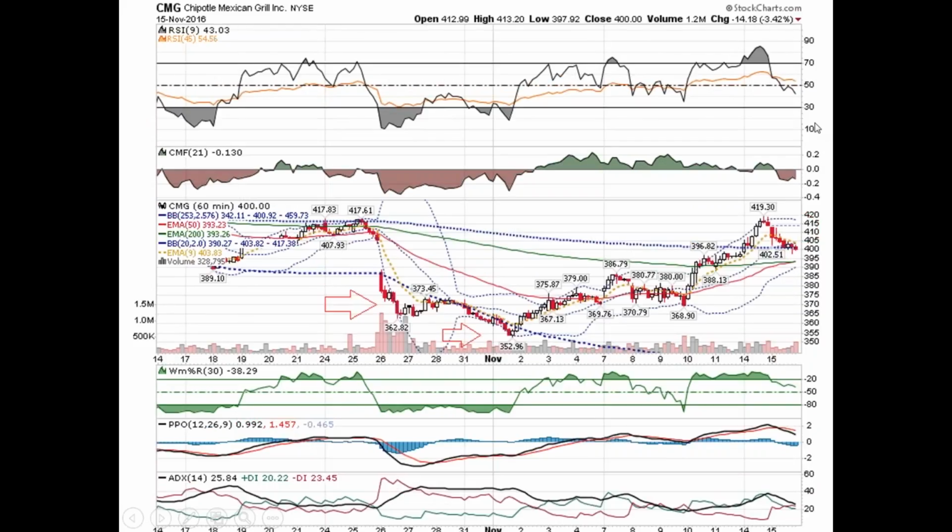And then here's the 60-minute chart. Okay, so again, going into the election, well underneath the lower band, okay, recovered from the lower band, objective to mid-band. Now it happened that it took out the mid-band, and now it's coming back to retest the mid-band. So it's going to be very interesting to see if that holds.